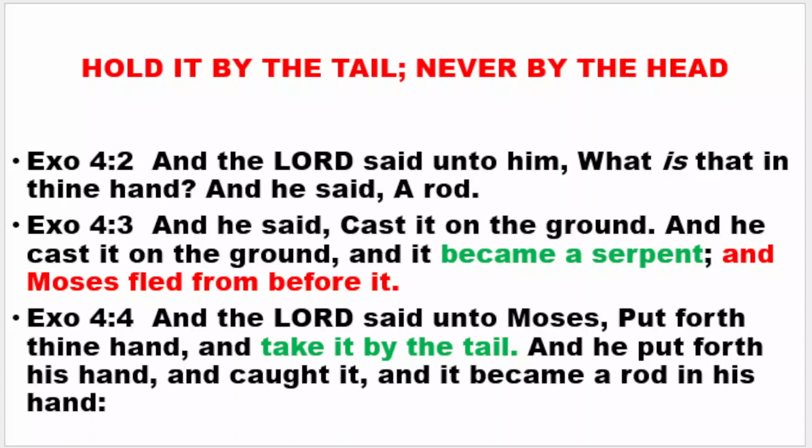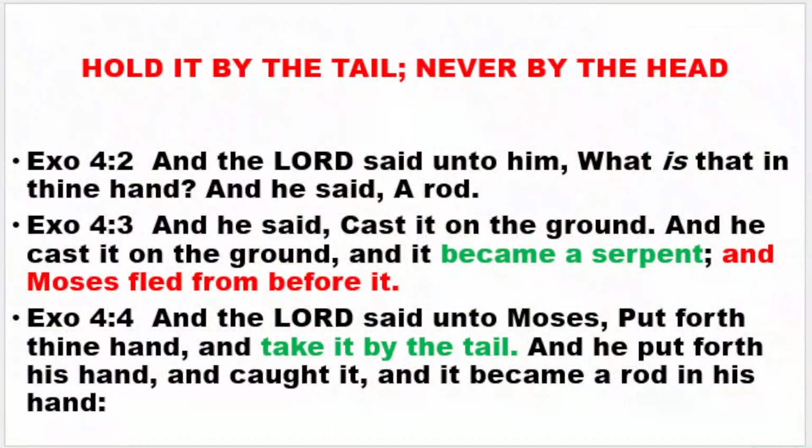But before we get there, let's see how God trained Moses to handle venomous snakes. So in Exodus 4, from verse 2 to 4, we are told, "The Lord said unto him, What is that in thine hand? And he said, A rod. And he said, Cast it on the ground. And he cast it on the ground, and it became a serpent, and Moses fled from before it." So Moses was justified to run away from the snake because it was a poisonous snake.